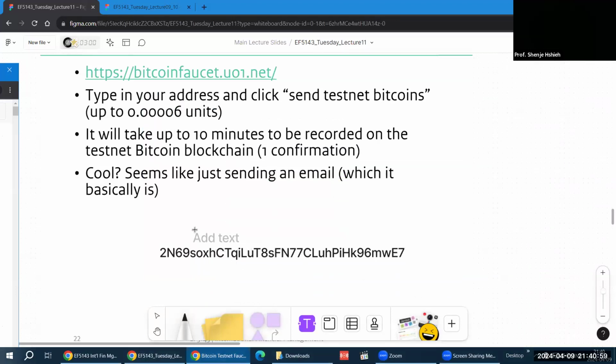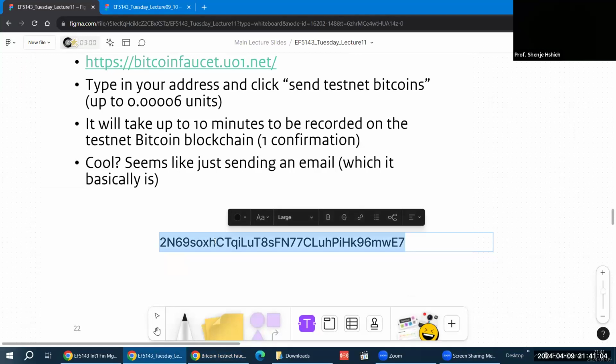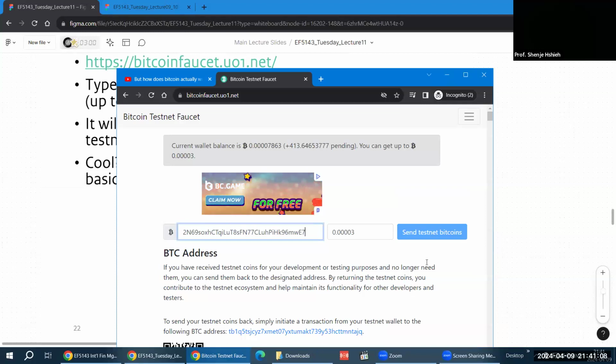So I typed in my TBTC, so it's a fake Bitcoin address. So I wrote it here. I'm gonna give myself some money. I'm gonna send it to myself. Hopefully it goes through.